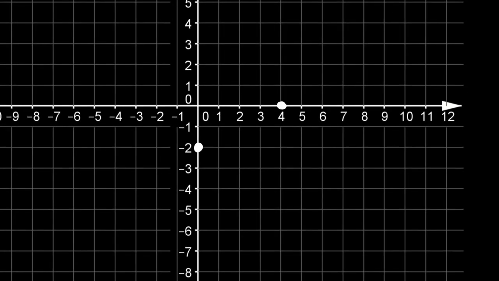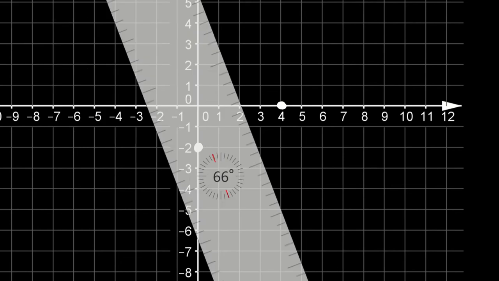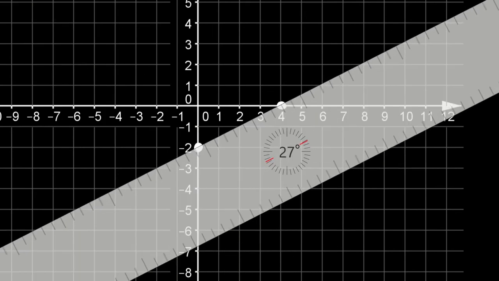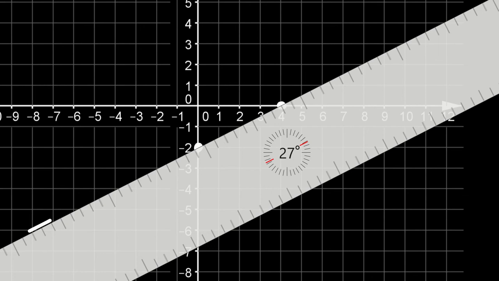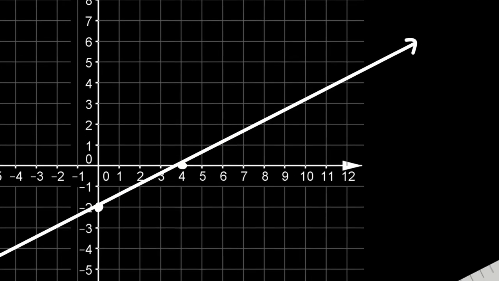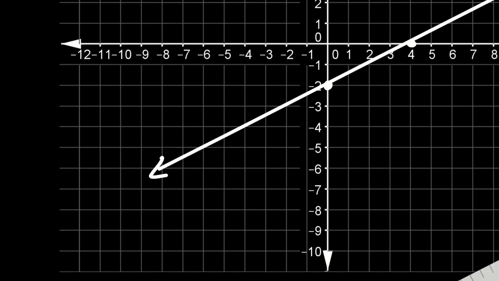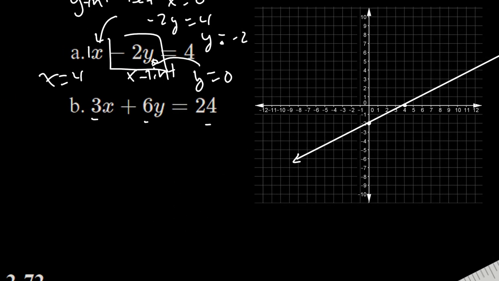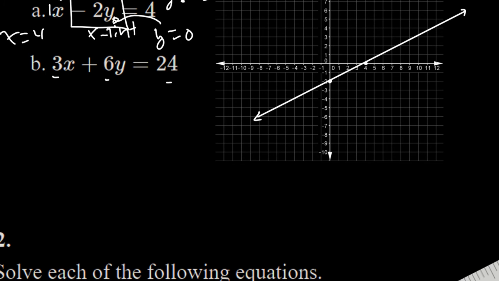Now that I've got those two points, it's just a matter of grabbing my straight edge, lining it up, and once I'm satisfied that I'm hitting through the center of those two points, just draw the line that roughly goes through those. And I could put arrows in each direction indicating that the domain continues in both directions. Let's try the same thing with the other equation.